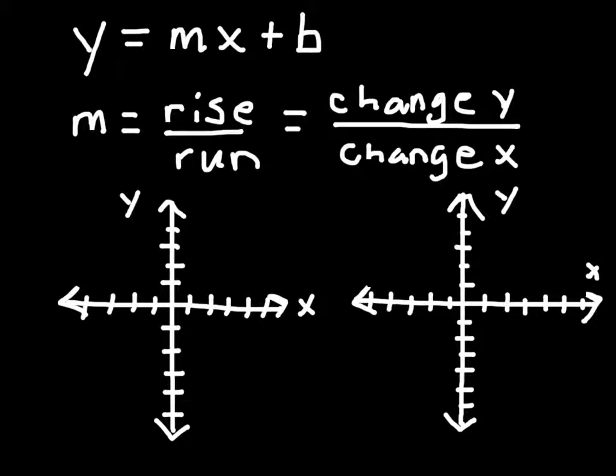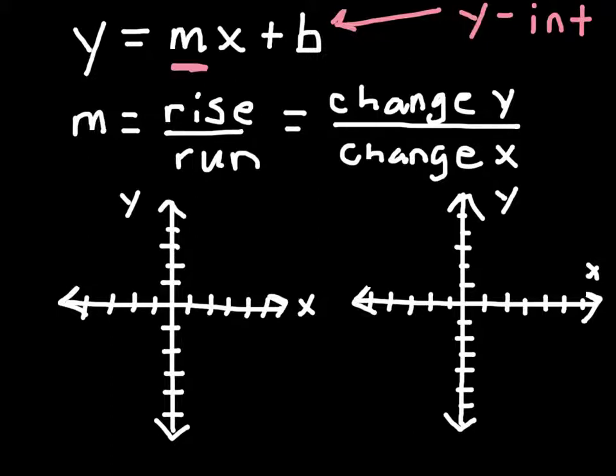Now, so far we know that the b part is the y-intercept, and I'm going to abbreviate that, the y-intercept. So far, what do we know about the number in front of the x? Well, we know that if the slope is positive, the line's going to rise as you move left to right. If the slope is negative, it's going to fall or drop as you move left to right.